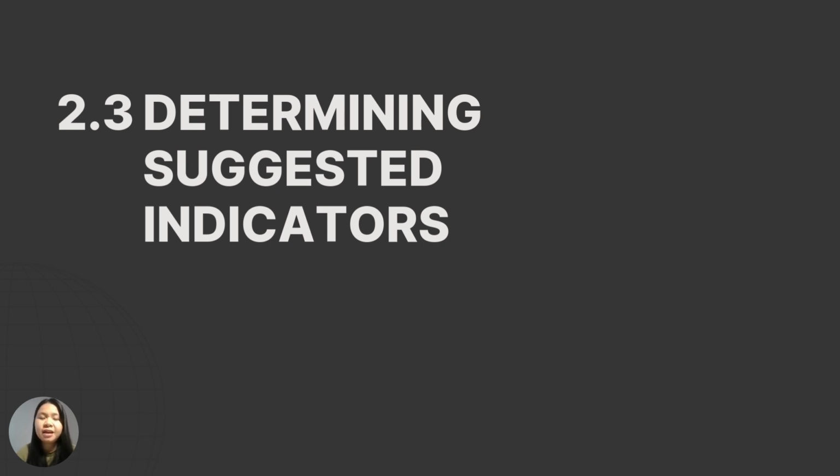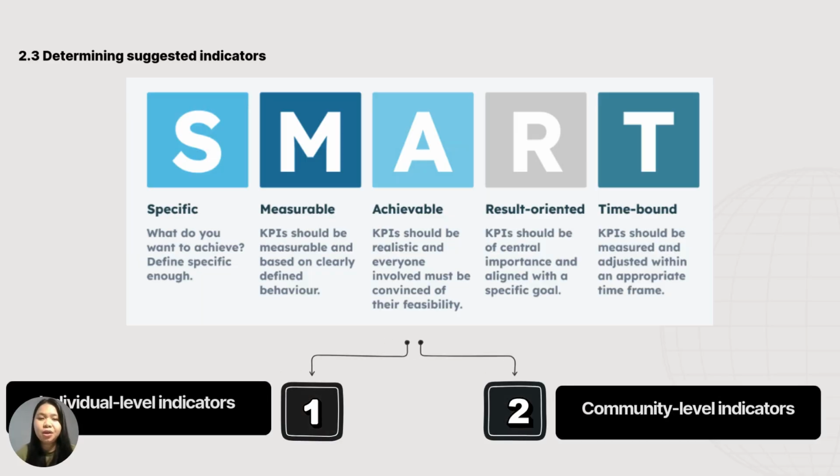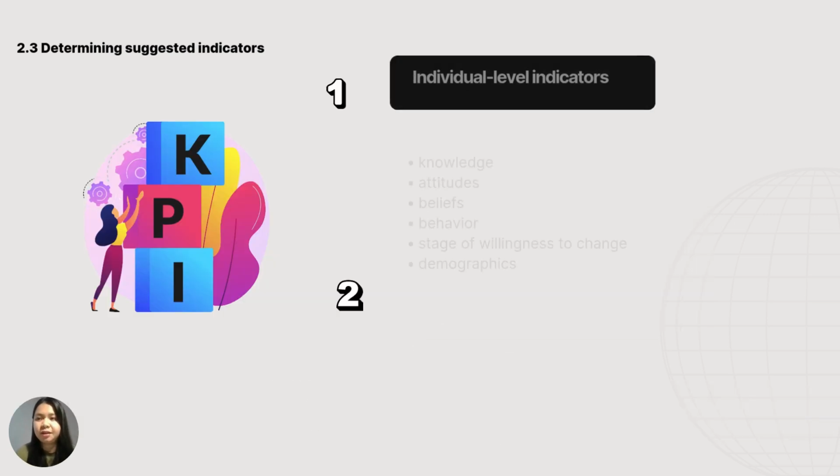Now, the next one is we have to determine the suggested indicators or KPIs, key performance indicators. When identifying KPIs, our KPIs should be SMART, meaning specific, measurable, achievable, result-oriented, and time-bound. And KPIs could have two different levels. We have individual level indicators, and the second one is community level indicators.